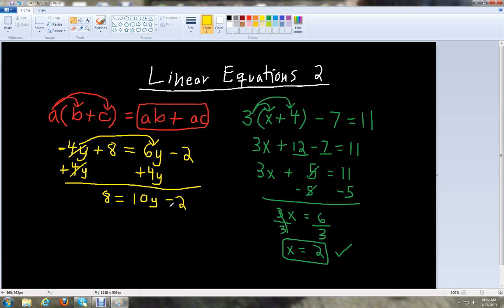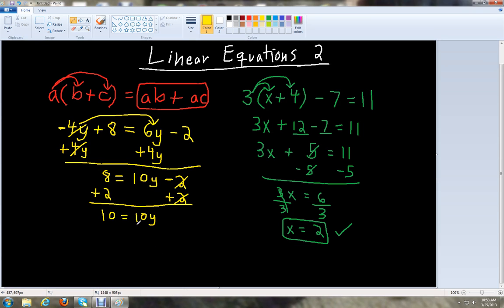Okay, so now we just have a variable y on one side of the equation, and now we can just proceed as usual. So if this is minus 2, you have to do the opposite and add 2 to both sides to get the 10y by itself. So 8 plus 2 is 10, and 10 equals 10y. And then our final step is to divide both sides by 10. And then we have y equals 10 divided by 10 is 1. So y equals 1. So that's the right answer.